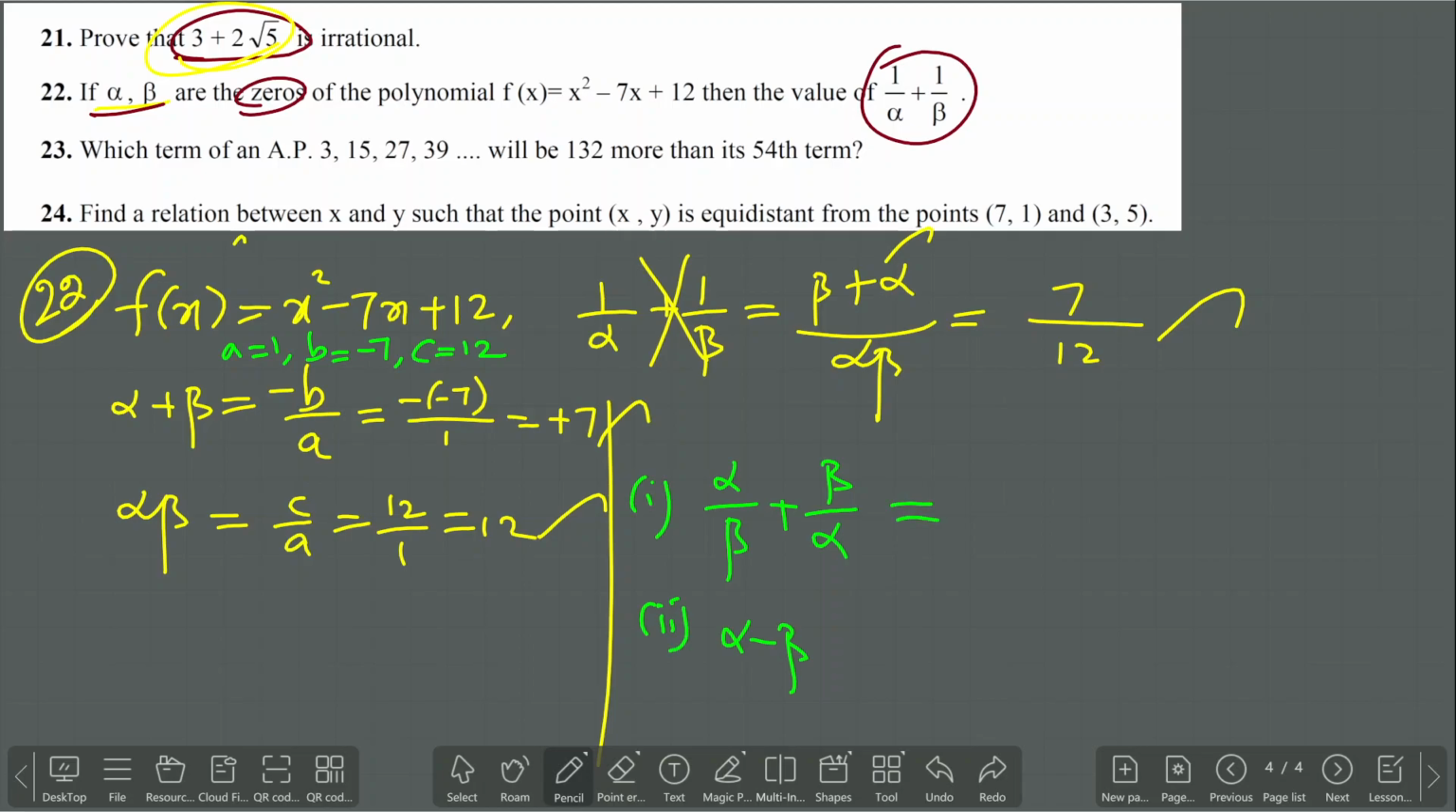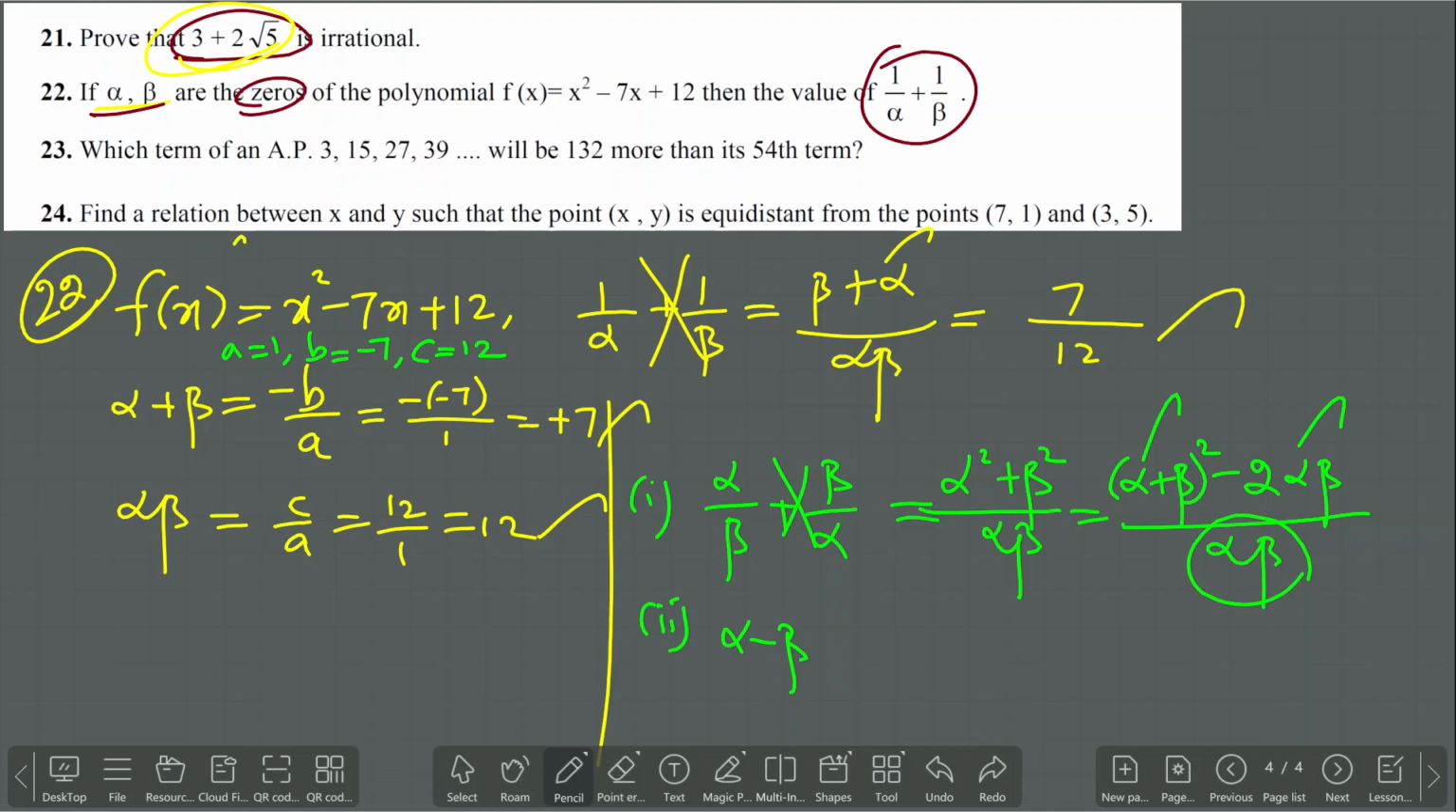So how will you do this? The first one, take cross multiplication: alpha into alpha, alpha square, and beta into beta, beta square, with alpha into beta in the denominator. So for alpha square plus beta square, we have to use the formula: alpha plus beta whole square minus 2 times alpha into beta, divided by alpha into beta. This is the sum of zeros and the product of zeros. If you apply, you will get the answer.